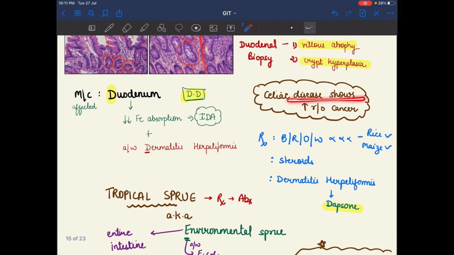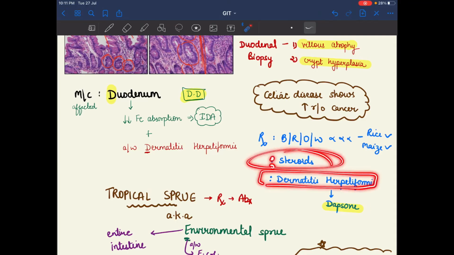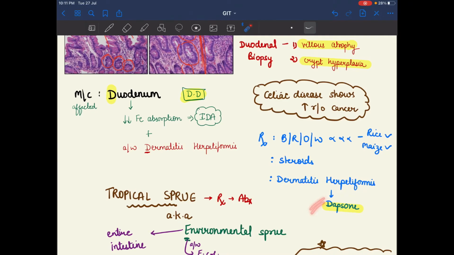So celiac disease shows an increased risk of cancer. We have to remember that celiac disease shows an increased risk of cancer, while in tropical sprue there is no risk of cancer. For treatment we have to avoid gluten-sensitive products like barley, rye and oats, and we can take rice and maize instead. We can also give steroids. And for dermatitis herpetiformis we give dapsone. Please remember that.